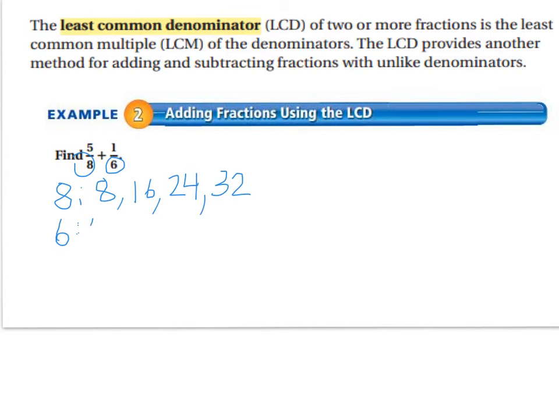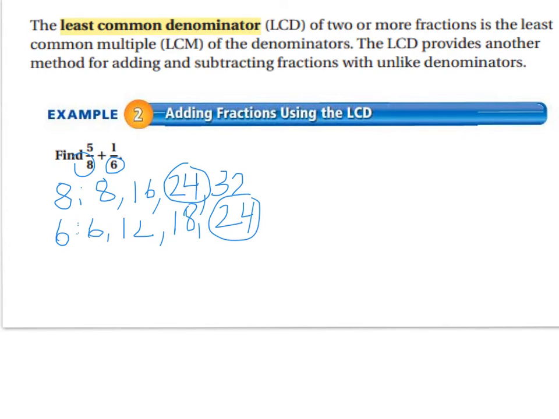So 6 times 1 is 6, 6 times 2 is 12, 6 times 3 is 18, 6 times 4 is 24, and there I have a match in 24. So 24 is the least common multiple. That will be my least common denominator for these two fractions.